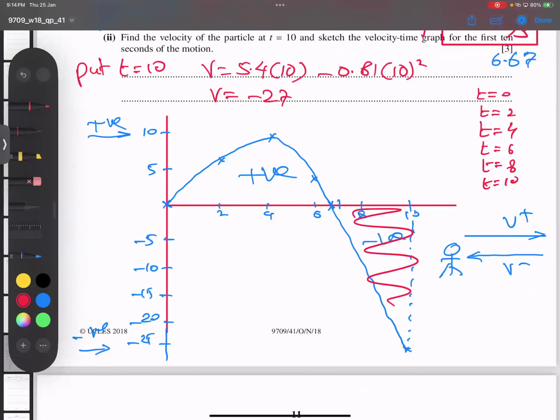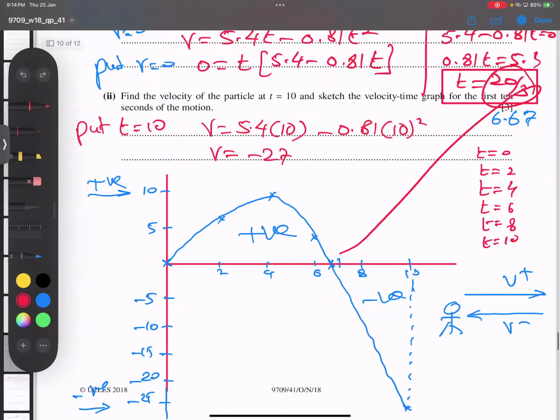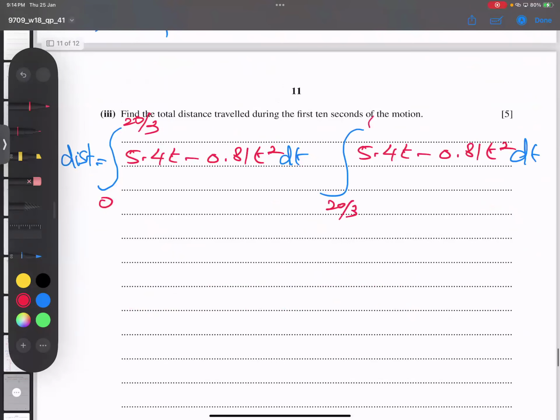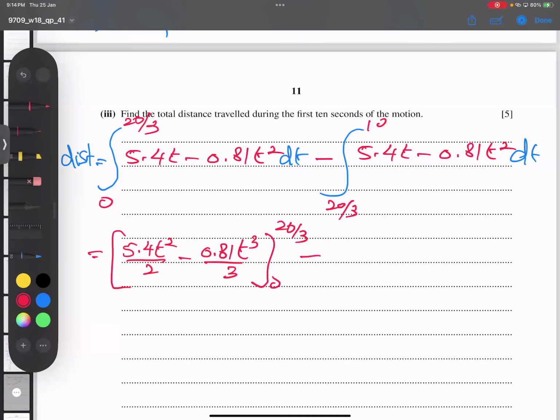How to get this area, students? I will get it starting from 20 by 3, ending at 10. So I'm writing here 20 by 3, ending 10. But you're surprised to know, I will put a minus sign. This is very interesting. What is the logic behind it? You'll come to know. Increase the power by 1, divide by the same. And limits are 0 to 20 by 3. Same story here: increase the power by 1 and divide by the same. And the limit is 20 by 3 till 10.